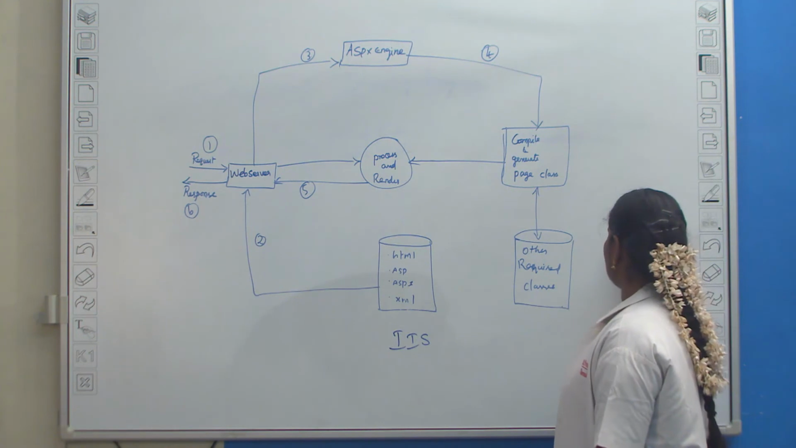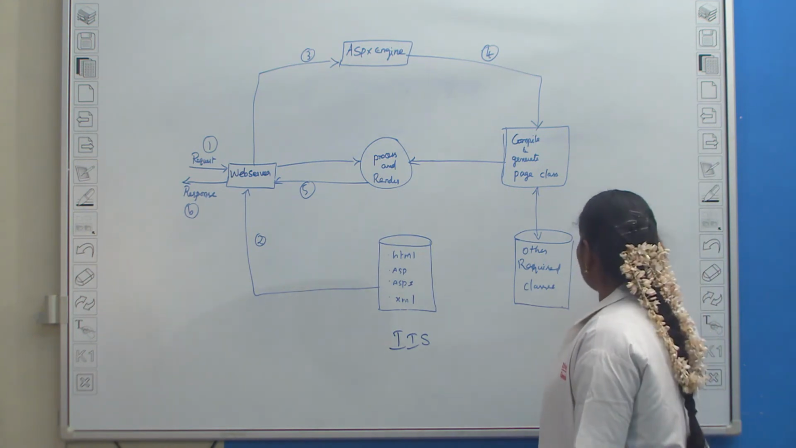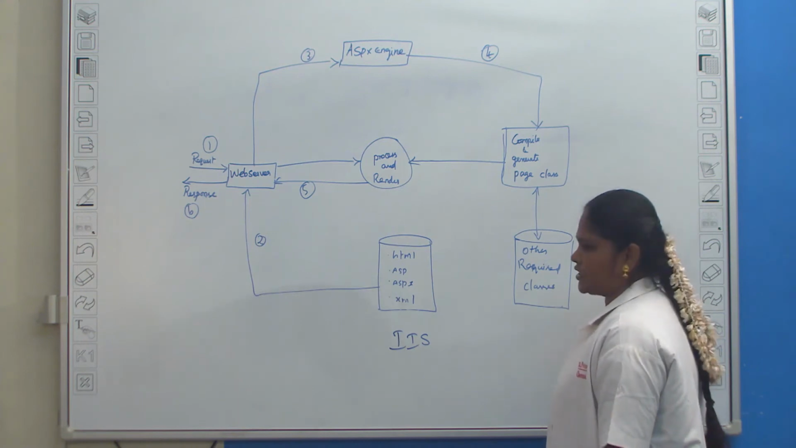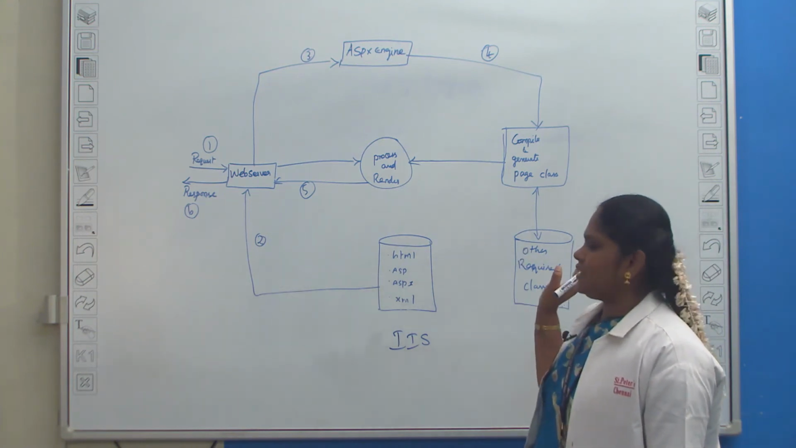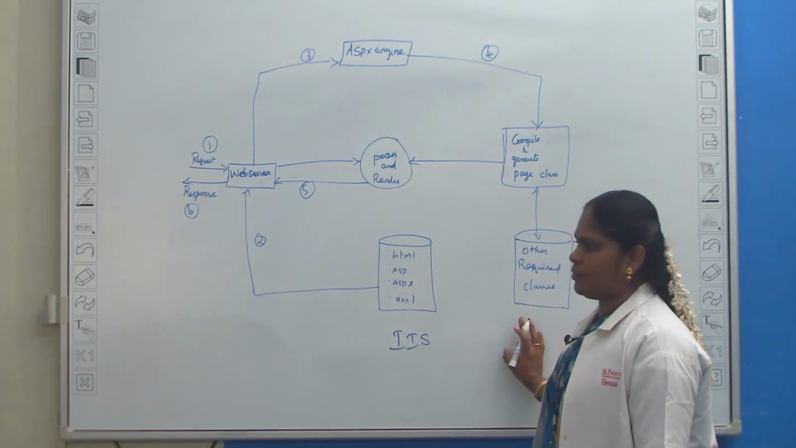That JavaScript means we have to mention .js. In ASP, we have mentioned .aspx. So how does ASP.NET work? This is how the engine works for your ASP.NET format.